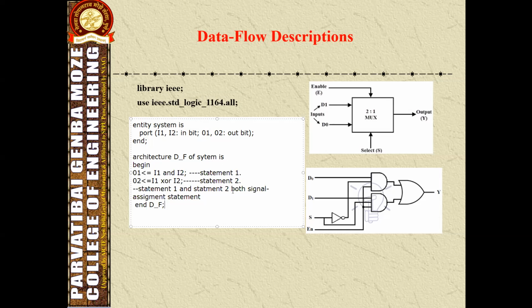Statement 1 and statement 2 are used to assign the value of the output. These two statements are used for assigning values to the outputs, using the signal assignment operator. This signal assignment operator is used in VHDL, instead of the predefined word assign, which is used in Verilog. Here in VHDL, this operator is going to be used. This is one small example of data flow description.